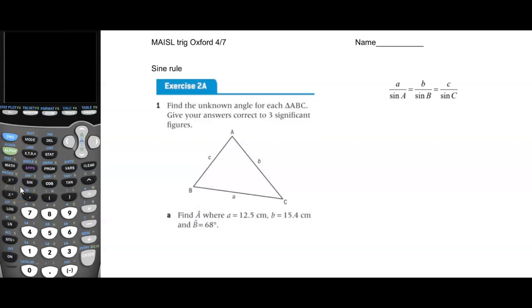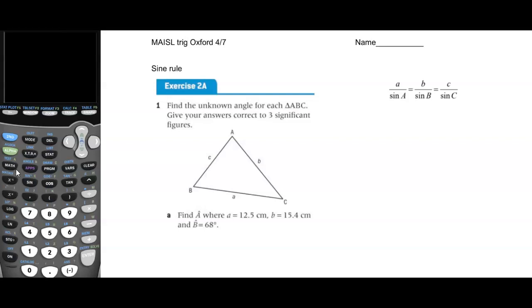Page 4 of trig. This page is all about sine rule. Sine rule is used when you have non-right triangles instead of right triangles. Right triangles use SOHCAHTOA. For non-right triangles, you're going to use sine rule or cosine rule. We're only using sine rule today.